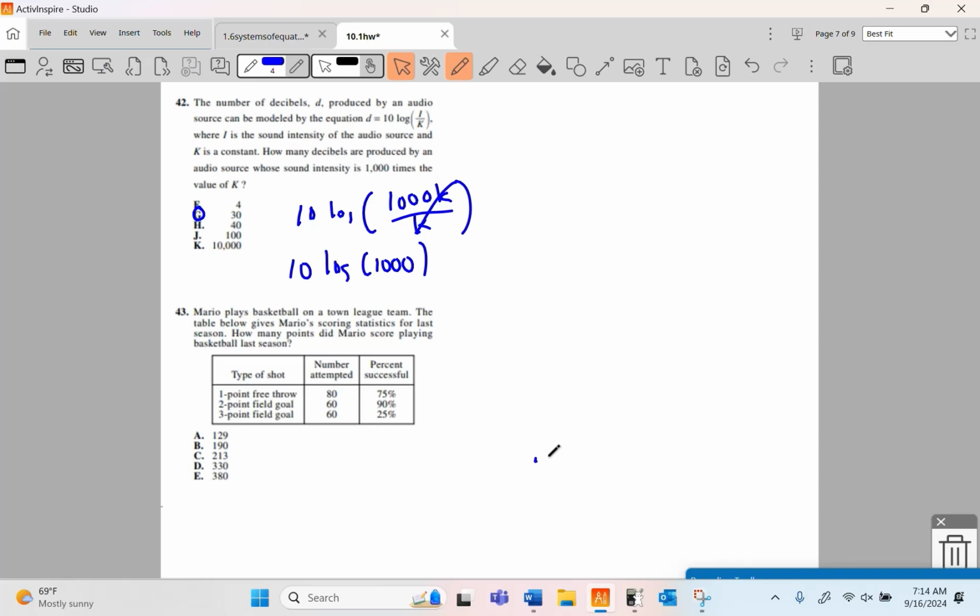Mario plays basketball on a town league team. The table below gives Mario's scoring statistics for last season. How many points did Mario score playing basketball last season? So he attempted 80 free throws. He hit 3/4 of them. Remember? So 0.75 times 80, which is going to be 60 points.